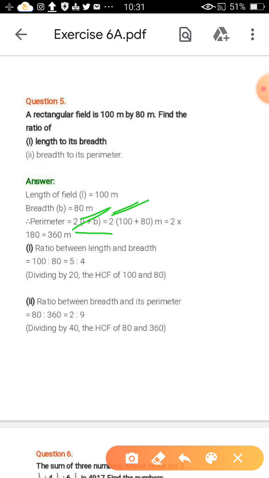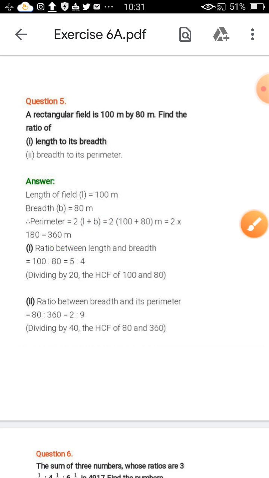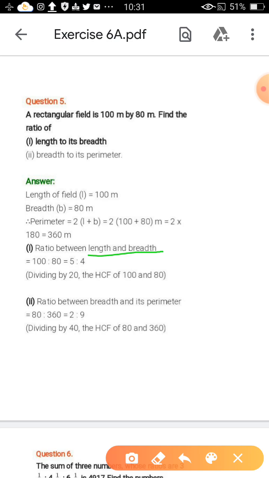Then put in the values, 2 multiplied by (L plus B). L is how much? 100. B is how much? 80. So 2 into bracket 100 plus 80 is equal to 2 into 180, which will be how much? 360. So you got the perimeter. Now we have found the perimeter. Then find out the ratio between the length and breadth.